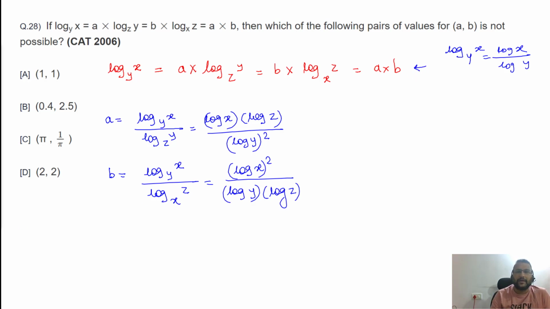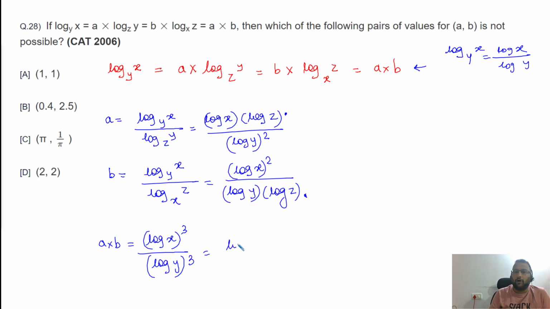Now let's multiply a and b and see what we get over here. If you multiply a and b, what will happen? In the numerator log z and in the denominator log z will get cancelled out, and then this log z and this log z will get cancelled out. Nothing else will get cancelled out. All other things will remain as they are. So a cross b is going to be log of x bracket cube divided by log of y bracket cube.